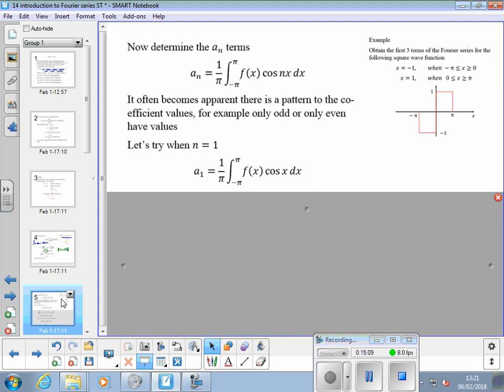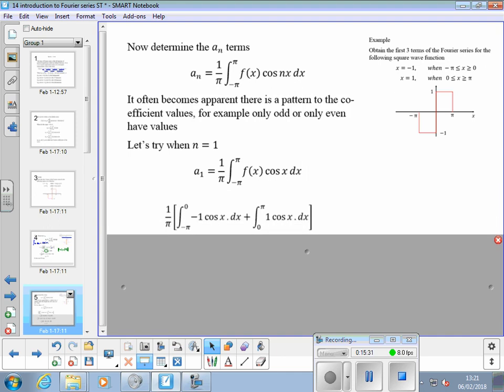So what we're going to do first is try when n is 1, i.e. we're talking about the fundamental in any complex waveform here. We need to do 1 over pi times the integral between pi and minus pi of the function times the cosine of x. So again, we need to do it separately because it's discontinuous. So this bit is for values of x between 0 and minus pi, and this bit is for values between 0 and plus pi.